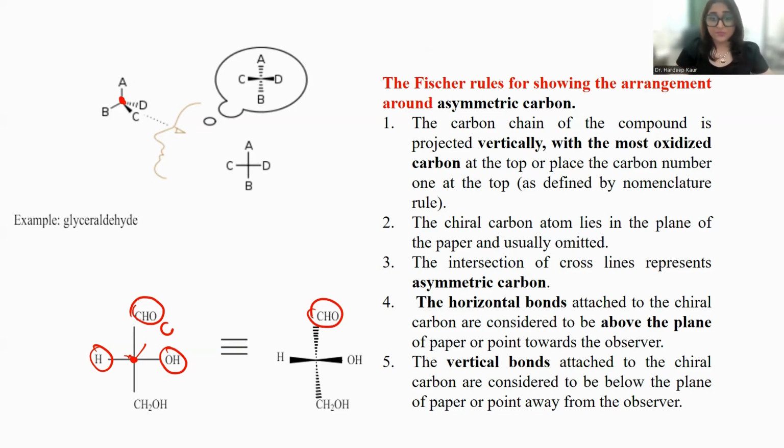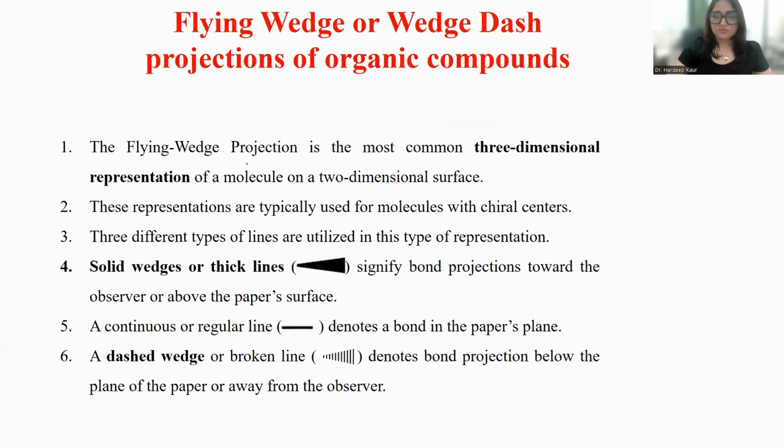That is not important. The intersection of the cross section is an asymmetric carbon; wherever you get it, it's an asymmetric carbon. But the horizontal lines, or the bonds attached to the carbon, are considered to be above the plane of the paper, or pointing towards the observer. Okay, so we will do it one by one.